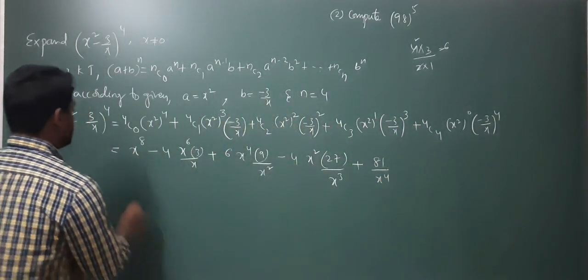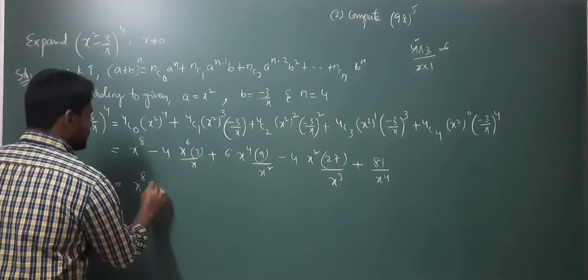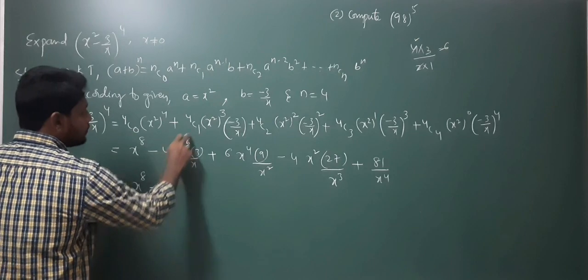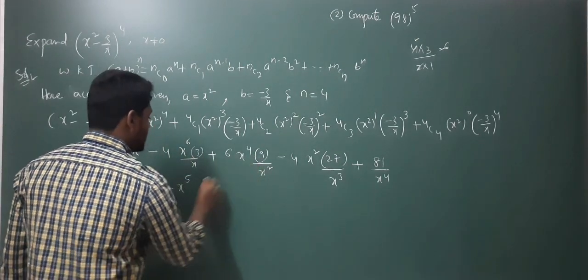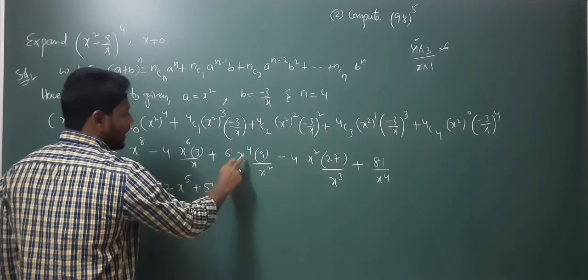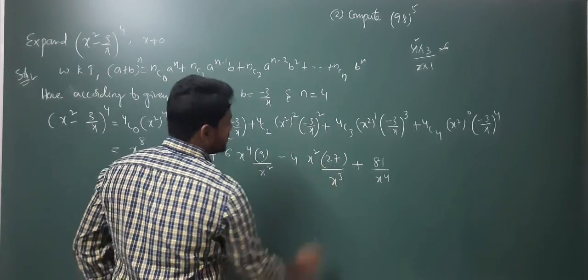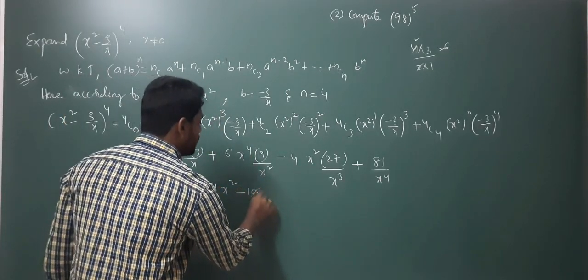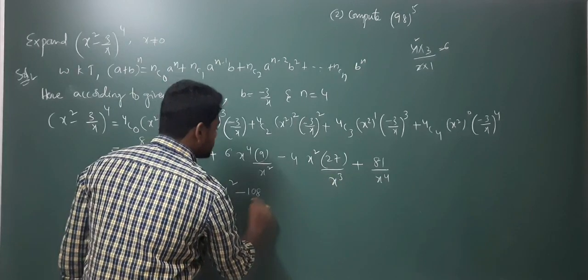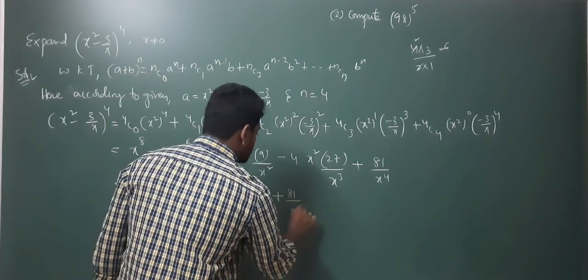Now still we need to simplify. So this is x power 8. 4 3's are 12, minus 12. x power 6 by x is x power 5. Next, 6 9's are 54. x power 4 by x square is x square. Next, minus 4 27's, which is equal to 108. So minus 108 x square by x cube is by x, plus 81 by x power 4.